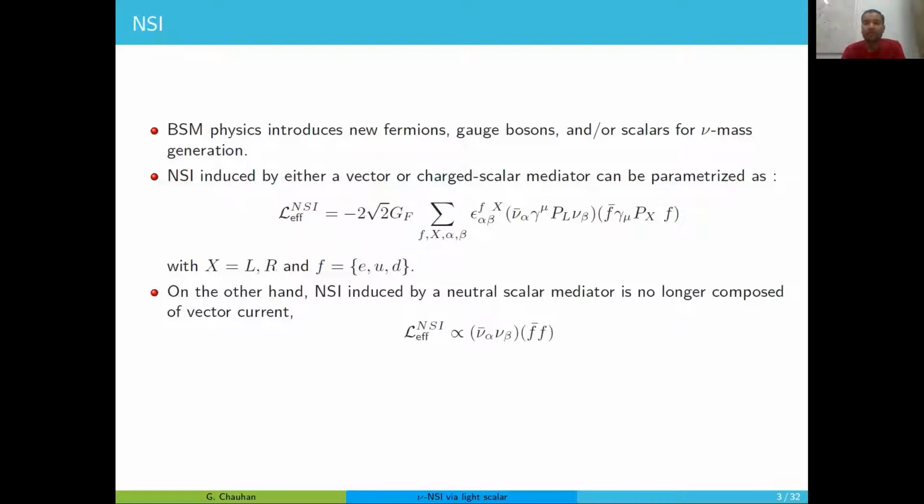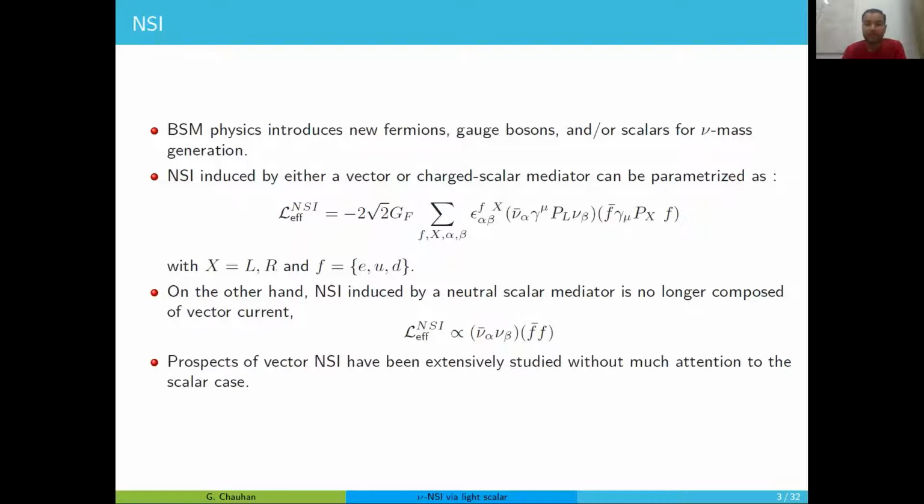But on the other hand, if you have a neutral scalar mediator, then the NSI induced by it is no longer composed of this vector current form, but it's actually in the form of this 4-point contact interaction term, something like Fermi theory. So in that case, since it's different, the effects of this term would also be different, as I'll discuss later on. The prospects of this vector NSI have been studied extensively, but without much attention to the scalar case. So that is what we did in this work.